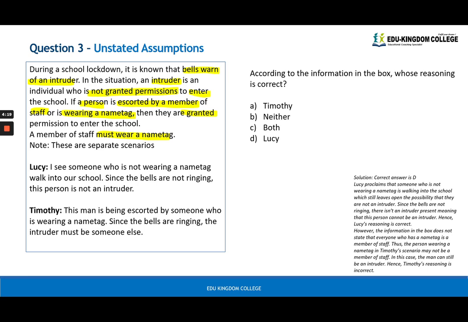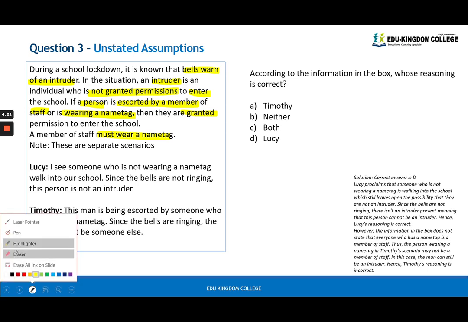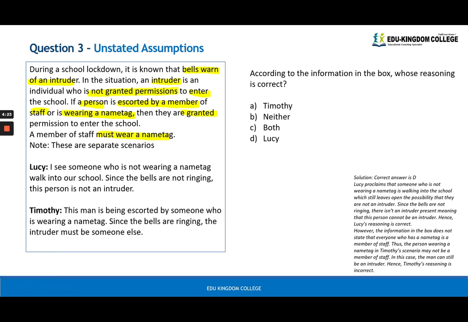Okay, so Lucy says, I see someone who is not wearing a name tag walk into our school. Since the bells are not ringing, the person is not an intruder. Remember that bells will always warn of an intruder. If there's any sort of intruder there, no matter what reason, the bells will ring.